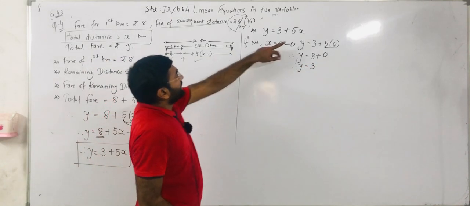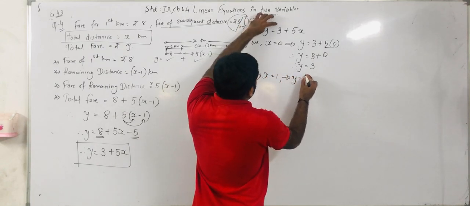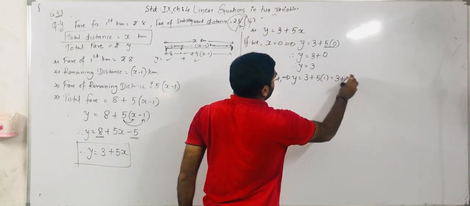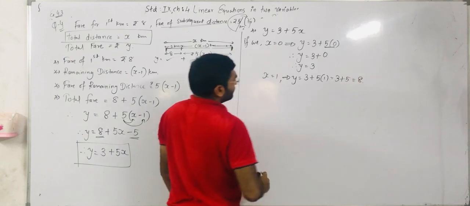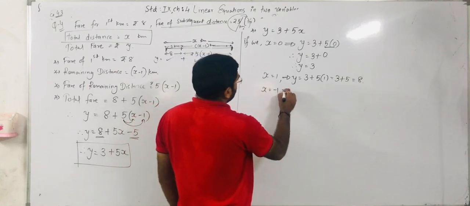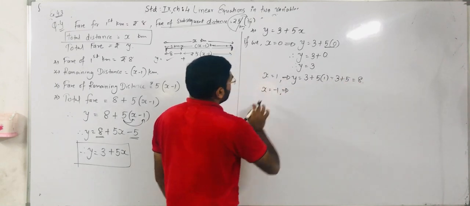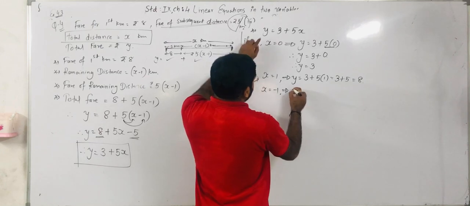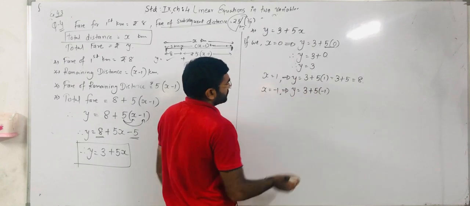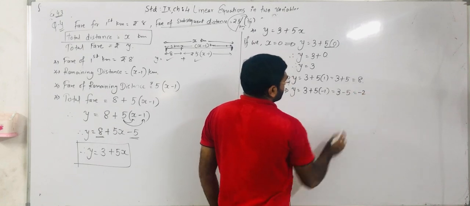Now suppose I take x is equal to 1. Then what do we get? y is equal to 3 plus 5 into 1, so we get 3 plus 5 is equal to 8. Suppose I take x is equal to minus 1. Any value of x you can take. Because whenever we take 1, the y value is 8, so its difference is very large. That's why here I take minus 1. So if you take x is equal to minus 1, y is equal to 3 plus 5 times minus 1. So 5 into minus 1 we get minus 5, and 3 minus 5 we get minus 2.